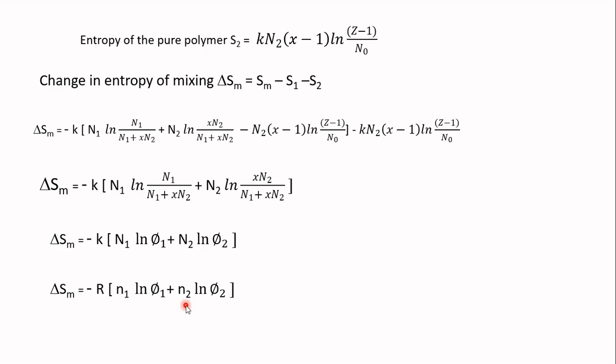So this is the equation used to calculate the entropy change of mixing of a polymer solution in accordance with the Flory Huggins theory. So far I have explained the assumptions of the Flory Huggins theory, and how to use it to get an expression for the change in entropy of mixing of a polymer solution. Hope you understood them. Thank you very much.